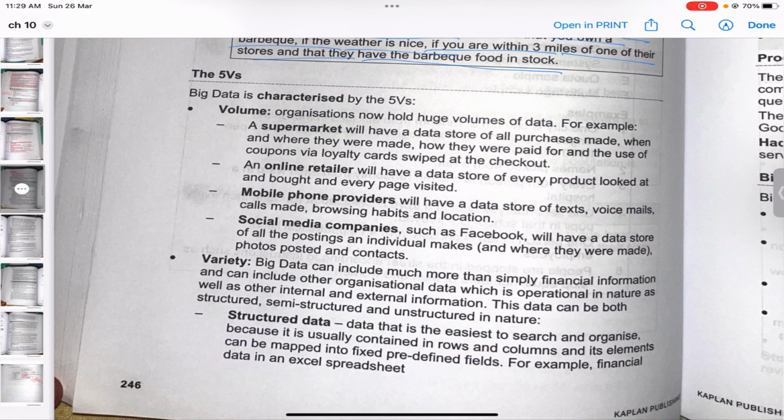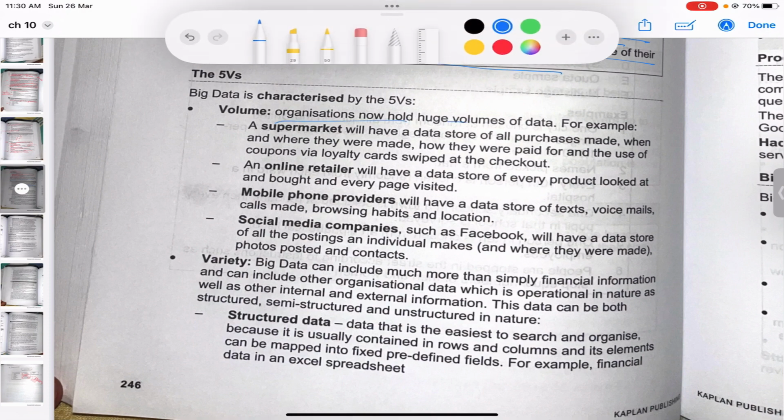Volume means a large number of transactions or a large volume or many people who are interested. Organizations now hold huge volumes of data. A supermarket will have data of all purchases made, when the purchase has been made, where the purchase has been made, how much they have made. So all that is stored, right?